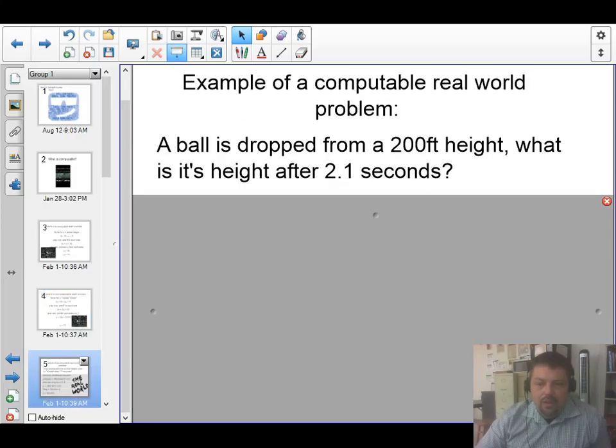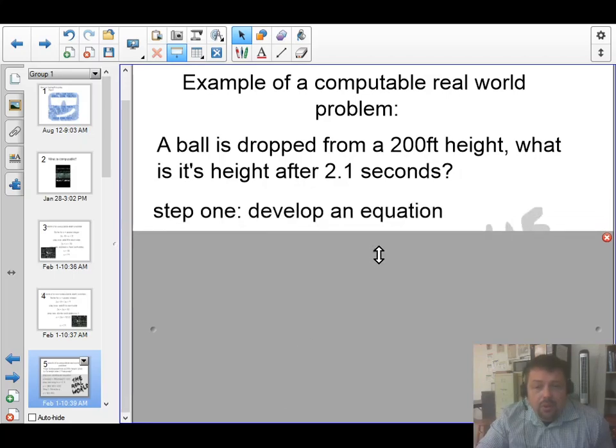All right, so here's an example of a computable real-world problem, one we can solve with steps. The problem is we imagine a ball is dropped from 200 feet high, and we want to know its height after 2.1 seconds. That will have an exact and predictable answer. There are small things that could vary, like temperature, air density, and wind speed, but we'll just ignore all that. We'll imagine it's in a vacuum in a perfect situation. What would its height be after 2.1 seconds?